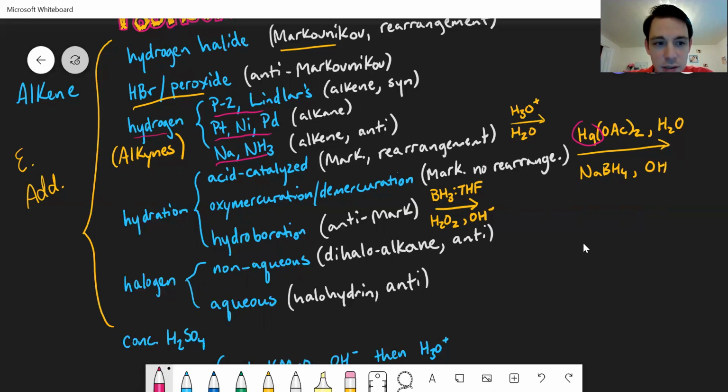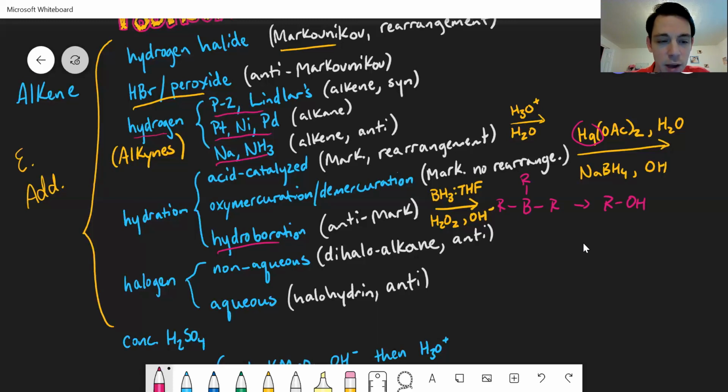Hydroboration, I said some of these are not really electrophilic addition. This one, a little bit different. The boron actually gets added in place of where hydrogen gets added in these other ones. This allows for anti-Markovnikov and also gives you those intermediates where boron is actually bonded to a bunch of R groups, which eventually become alcohols. Boron adds to the anti-Markovnikov spot, and that's eventually replaced by that hydroxy group.